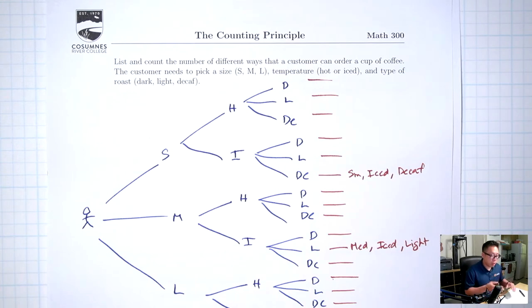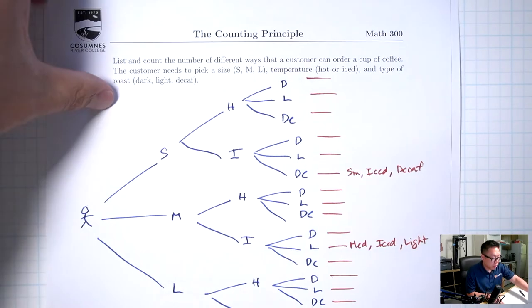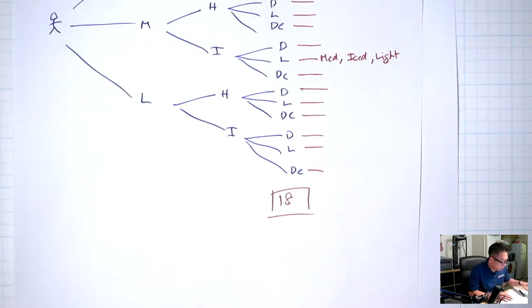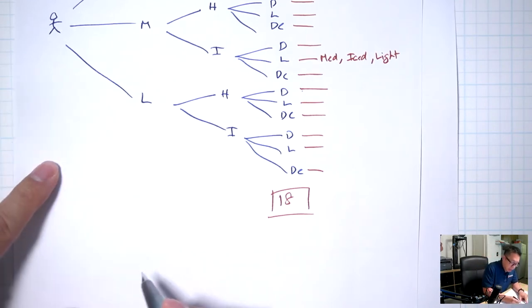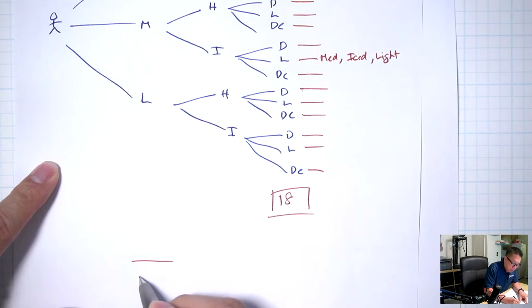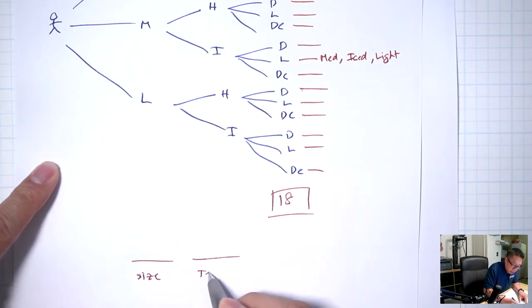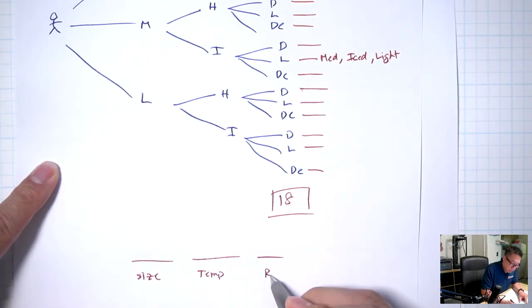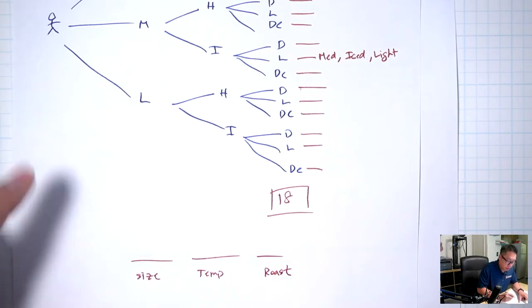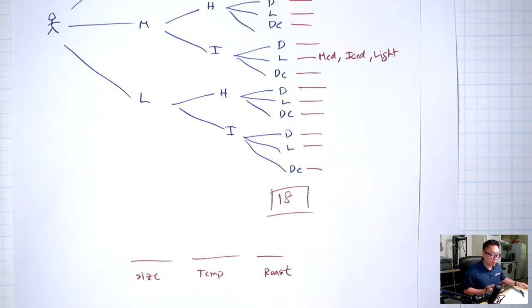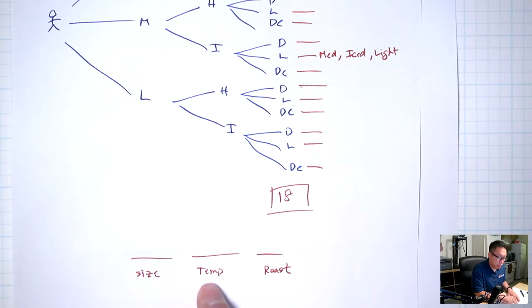Okay, so when you have a task that you break up into parts, what you do is I'm going to list out those parts or those choices you have to make. So you have to first pick a size. And then you pick a temperature. And then you pick a type of roast. So ordering a cup of coffee involves three separate parts or three separate choices that we have to make.